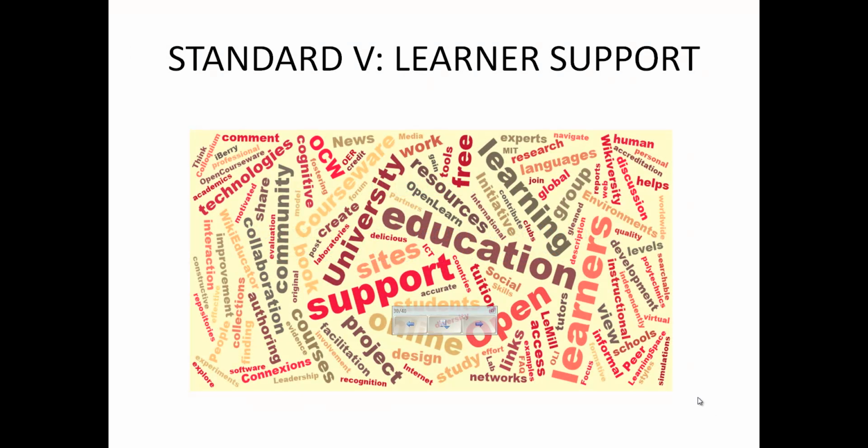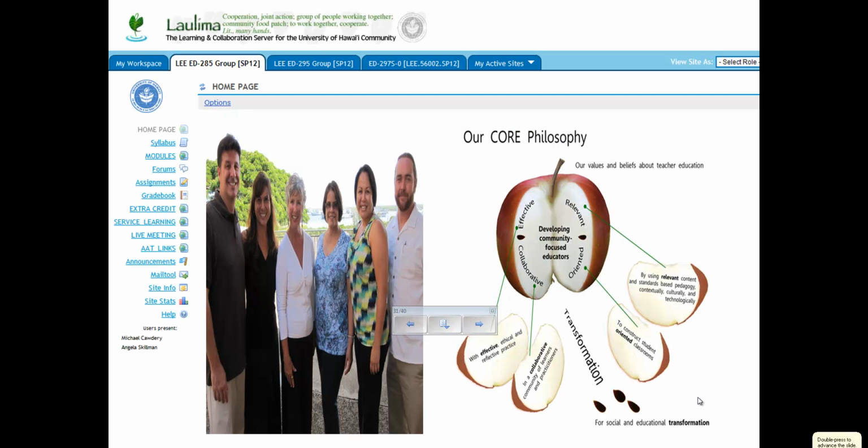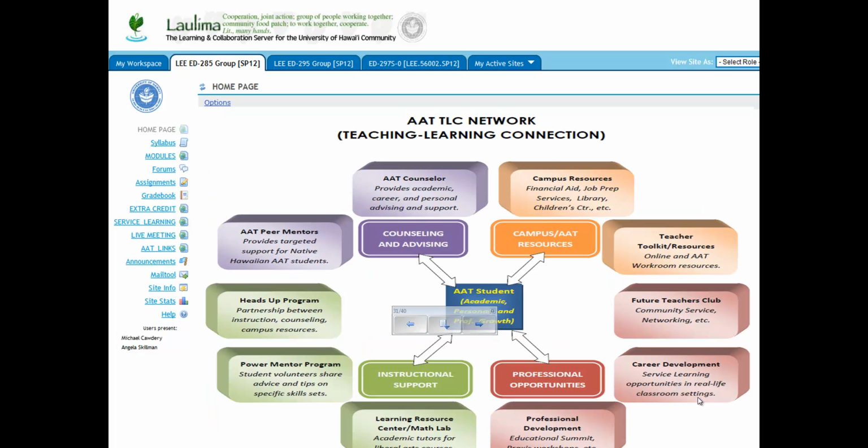I'd like to address Standard 5, which is learner support. I think in the AAT program we start with a whole group of people. My course is not only my own course, but it's also a course for the program, in which I get input from all of the instructors within the AAT program, and it's all developed from our core philosophy, which is to create collaborative, oriented, relevant, and effective teachers in the classroom.